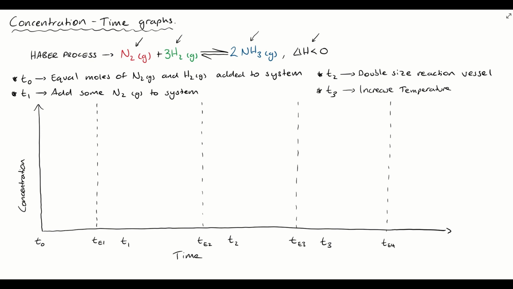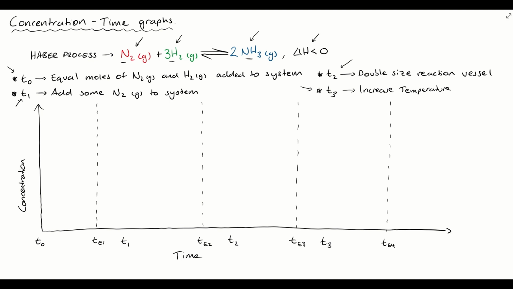So we have our closed system, and to that closed system, we're going to impose some changes. At T0, we're going to add equal moles of nitrogen and hydrogen gas to the system. At T1, we're going to add some nitrogen gas only to the system. At T2, we're going to double the size of the reaction vessel. And at T3 here, we're going to increase the temperature. And we're going to see what impact that has on the separate concentrations of nitrogen gas, hydrogen gas, or ammonia gas. So let's take a look at the first one.